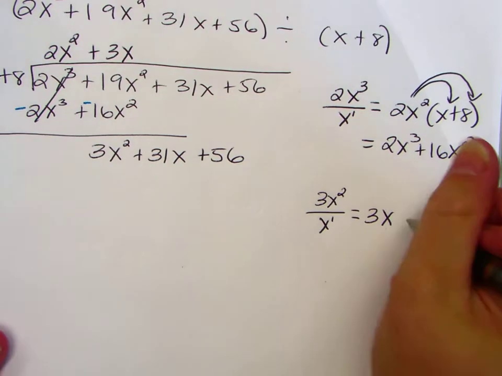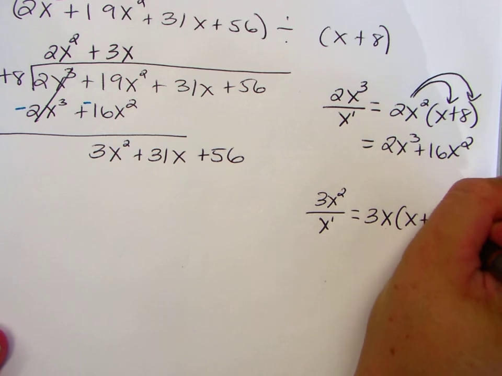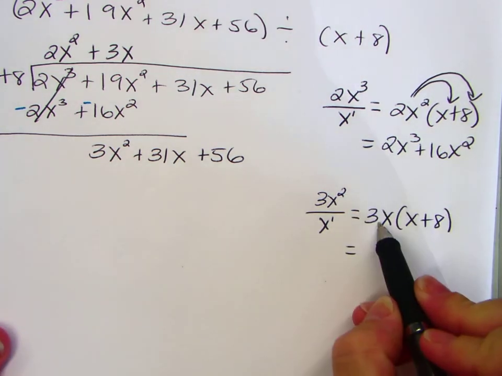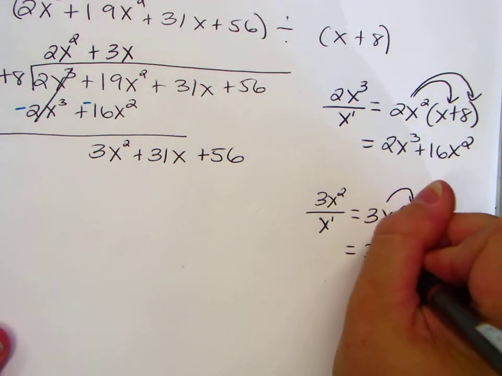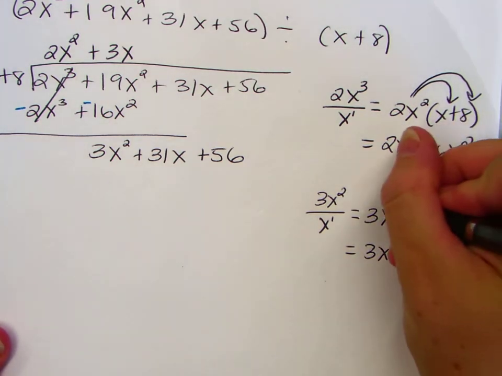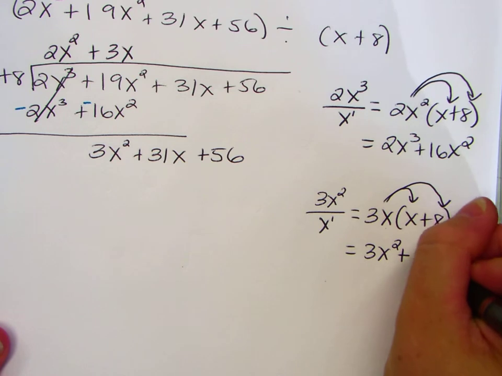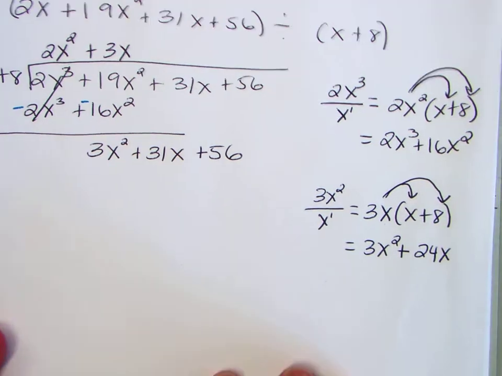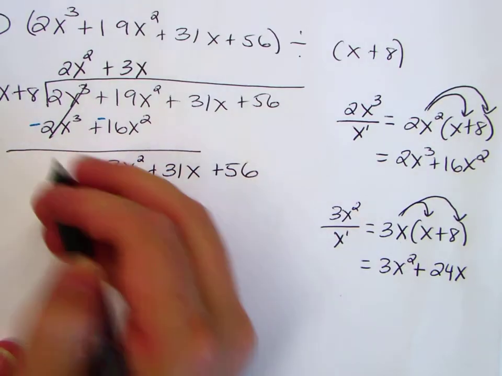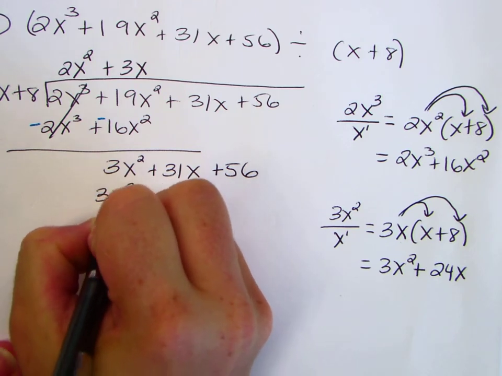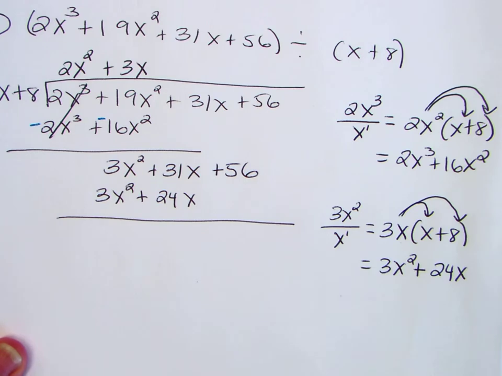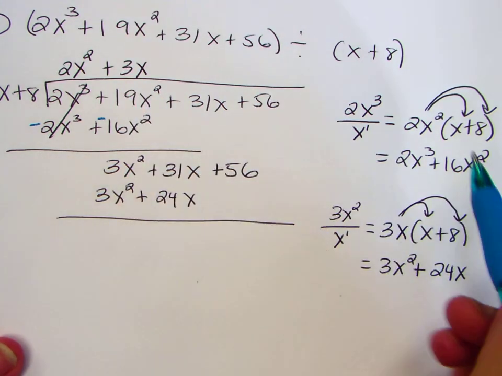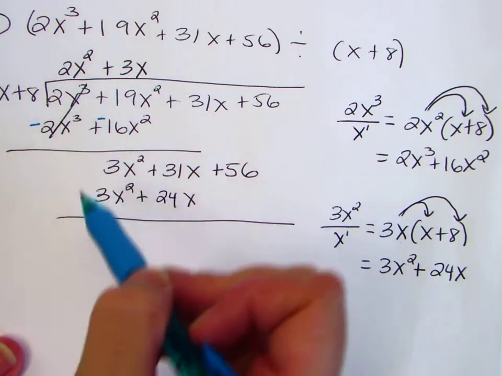Now we multiply by x plus 8. 3x times x plus 8 is 3x squared plus 3x times 8, which is 24x. All right? We multiply, and that's what goes underneath: 3x squared plus 24x. Again, what are we doing in this problem? We're subtracting.